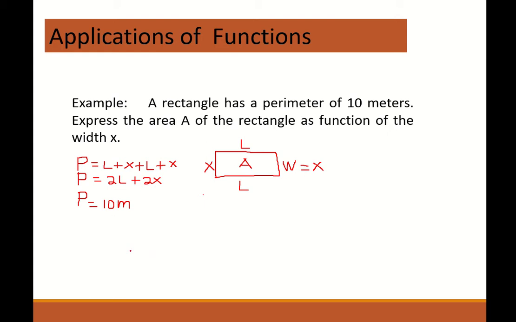Okay, now for the area. We know that the area of a rectangle is just the product of the length and the width. In our illustration, we have the length, L, multiplied by the width, where the width is equal to x, so L times x. Let's call this our equation 1.